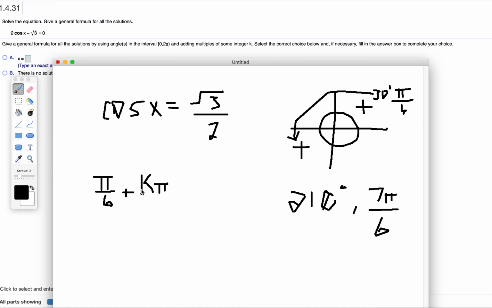Now, other problems may be k pi over 2. I may have to add intervals of pi over 2. I could add something with 2k pi. So you've got to really stop and think about the circle and go back to the coordinate plane to get a good idea of where you're working from when you're working with the trig functions, because we have to remember that outside of that interval 0 to 2 pi, I have an infinite number of answers where I can take the cosine at that angle and get that square root of 3 over 2.